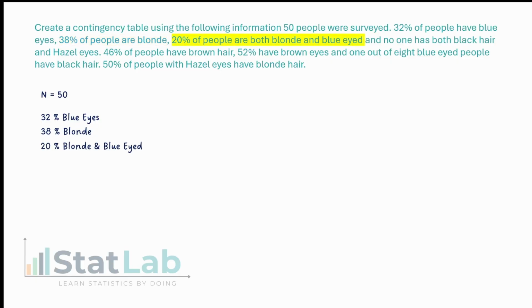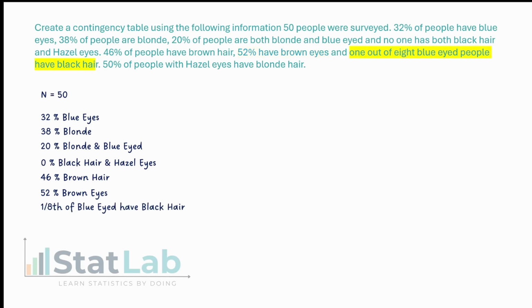No one has both black hair and hazel eyes. And 46% of people have brown hair. We'll write that one down. 52% have brown eyes. And 1 out of 8 blue-eyed people have black hair. That's definitely one of the more challenging ones. And lastly, 50% of people with hazel eyes have blonde hair. Okay, so now that we have all our information, we can get rid of all the other noise.